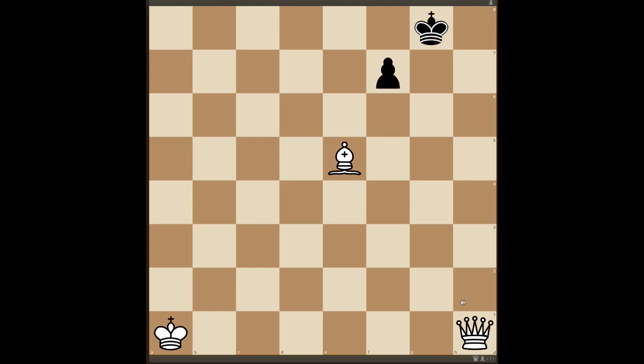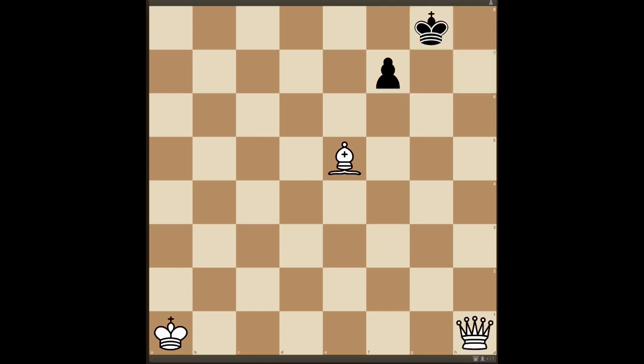Now right now, nothing is attacking the king, but the queen's going to come down and put him in check. Let's see what happens. Well, you see the queen came in, but the king can just take the queen, and now the king is no longer in check.